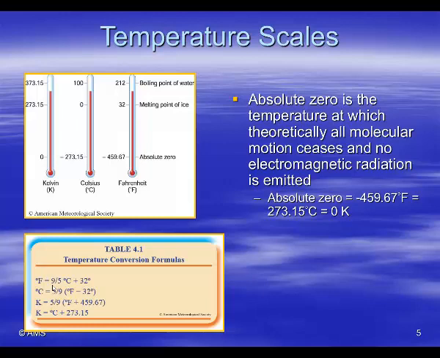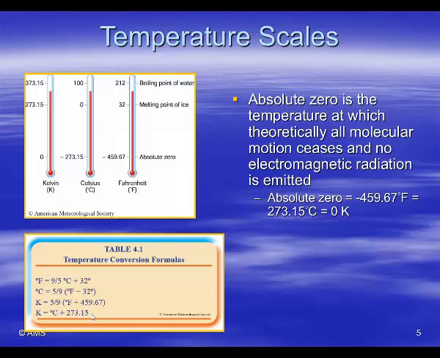If we knew the degrees in Fahrenheit, we could plug it into the second equation. It's Fahrenheit minus 32 degrees times 5 and divided by 9. To get Kelvin, we just add 273.15 to Celsius.